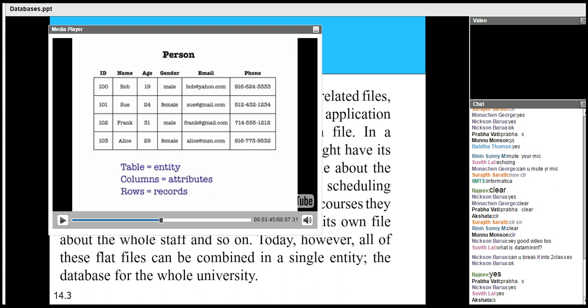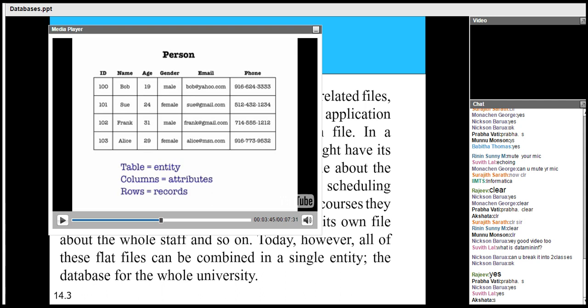For that, what will the database do? The database will uniquely assign one number to the particular record. That means 100, 101, 102, 103. These are the unique IDs. What is the role of the unique IDs? Unique IDs are used to differentiate between the two records. So unique IDs are also called the primary key.